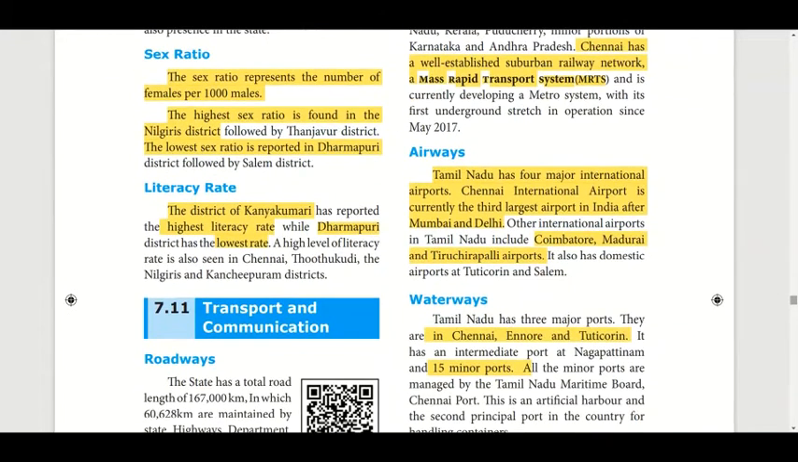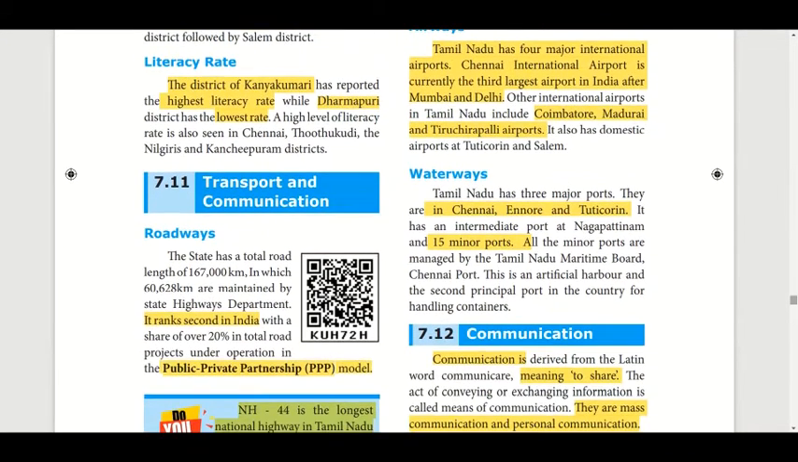Next, airways. Tamil Nadu has 4 major international airports. What are they? Can you say? Yes, one is Coimbatore, second one is Madurai, and third one is Tiruchirappalli. You can say Mumbai, Delhi are also among the largest airports. Internationally, you can say Coimbatore, Madurai and Tiruchirappalli.